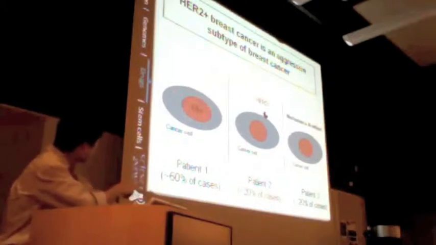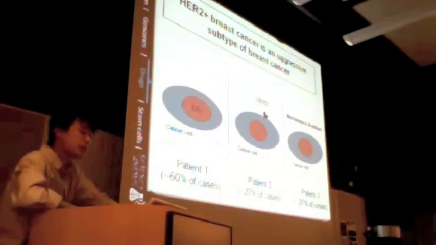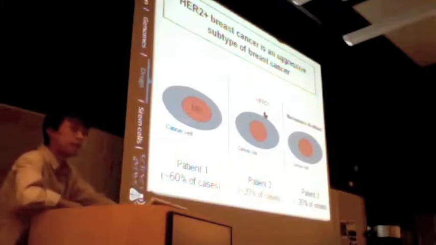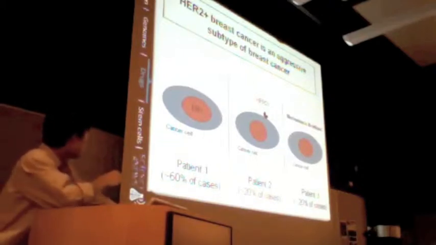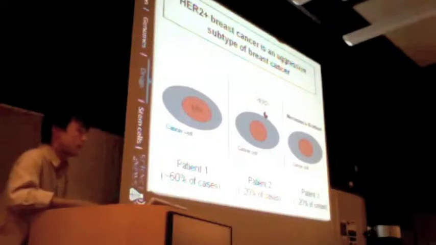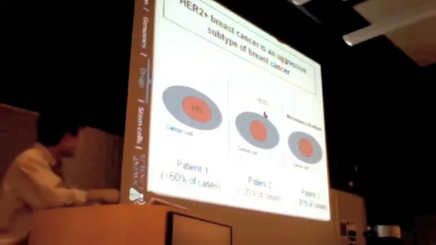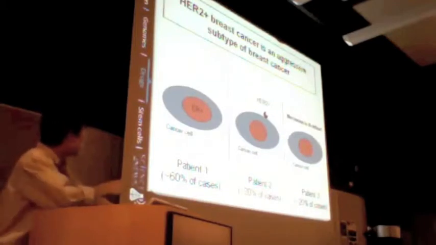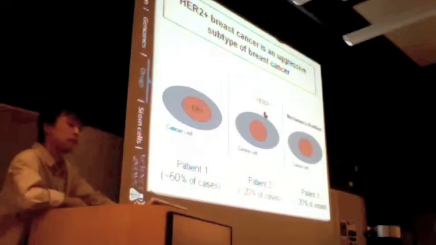So about 60% of breast cancer patients have so-called ER positive cancer cases. ER is short for estrogen receptor. And it's one type of driver that drives breast cancer proliferation. And there's another category of patients that account for about 20% of new cases. It's called HER2 positive breast cancer.